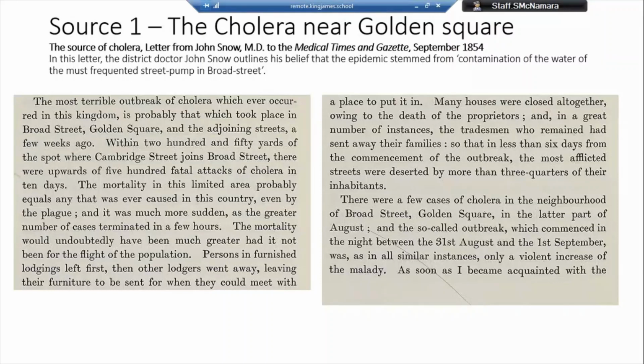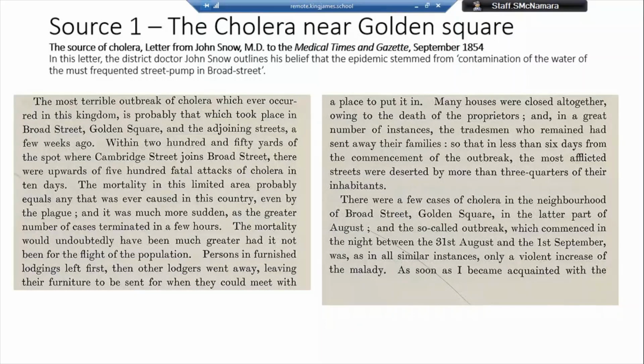There were a few cases of cholera in the neighbourhood of Broad Street, Golden Square, in the latter part of August, and the so-called outbreak, which commenced in the night between the 31st of August and the 1st of September, was, as in all similar instances, only a violent increase of the malady.